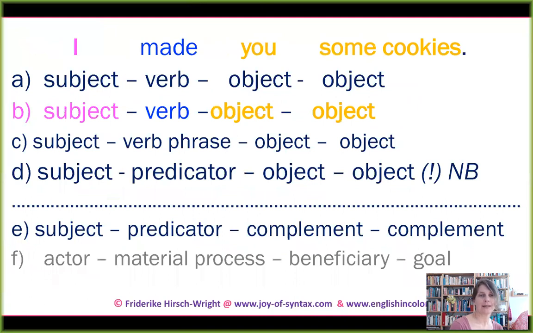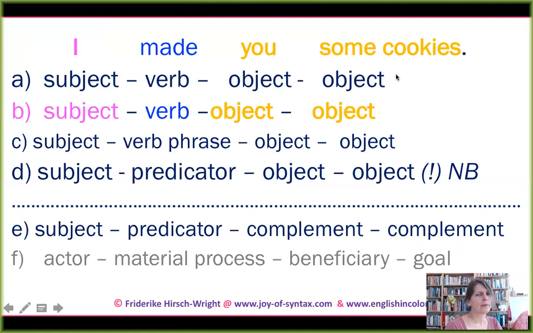I made you some cookies. Here we have two objects. And you see Curme, Quirk, and Longman agree. We have two objects. Quirk and Longman will say you is the indirect object and some cookies is the direct object.